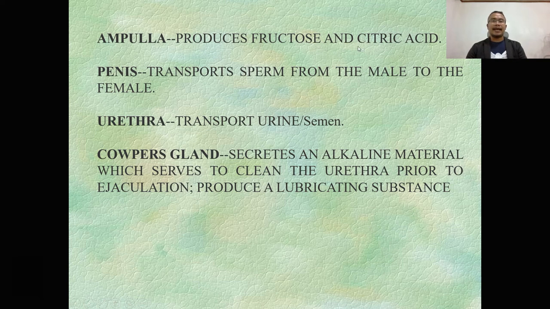And the citric acid will check the pH level, or the acidity, of the semen for the survival also of the sperm cells. So it is the work of the ampulla to produce food for the sperm cells in the semen and to produce citric acid to check the acidity of the semen.